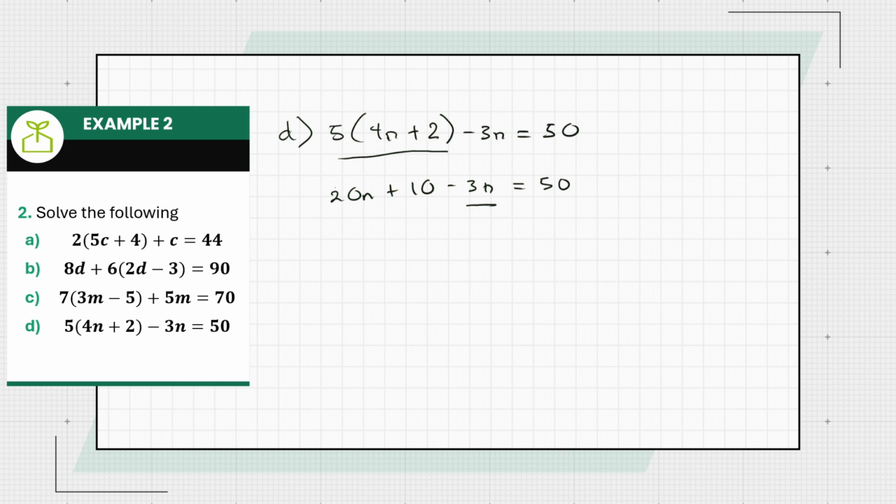Grab your like terms, which is 20n and minus 3n, and you're going to get 17n plus 10 is equal to 50. Now if we take away 10 from both sides, we're left with 17n is equal to 40, and all we do from here is divide both sides by 17.